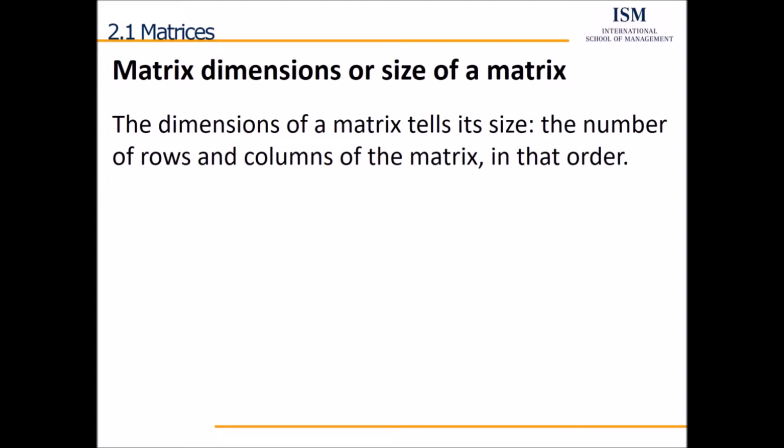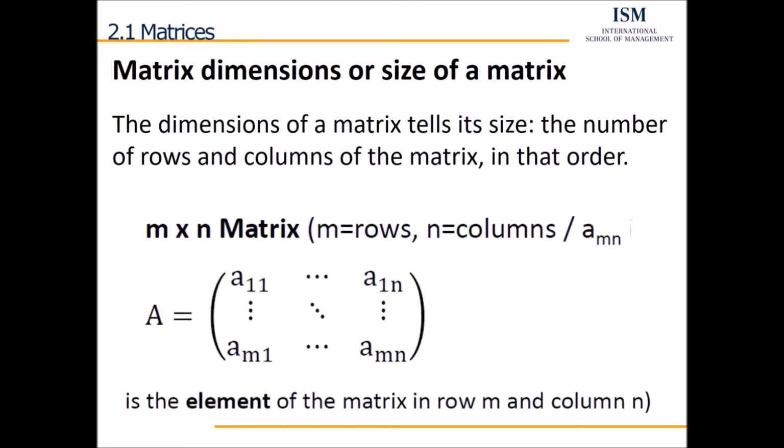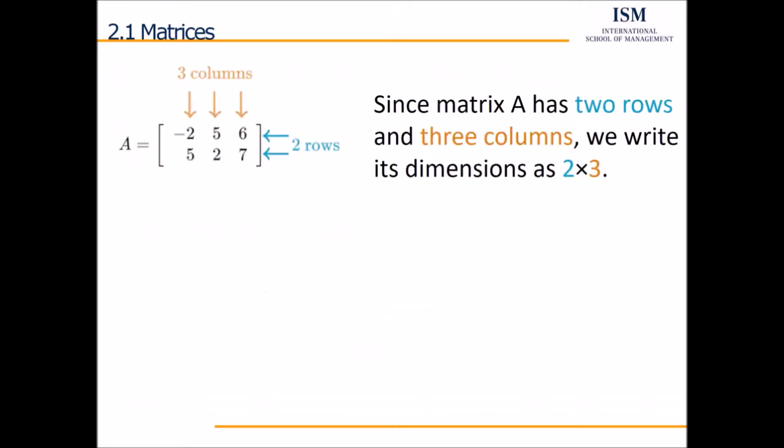Let's talk about matrix dimensions. What is it? This is the size of a matrix. This is defined by the number of rows and columns that it contains, following this order. A matrix with m rows and n columns is called an m by n matrix, while m and n are called its dimensions.